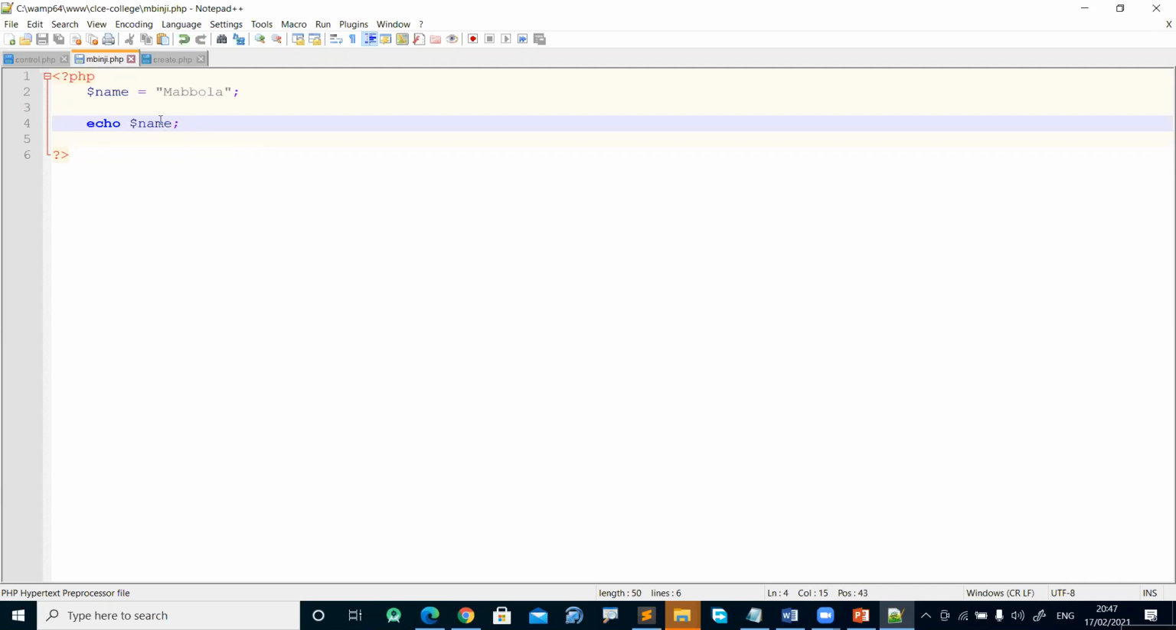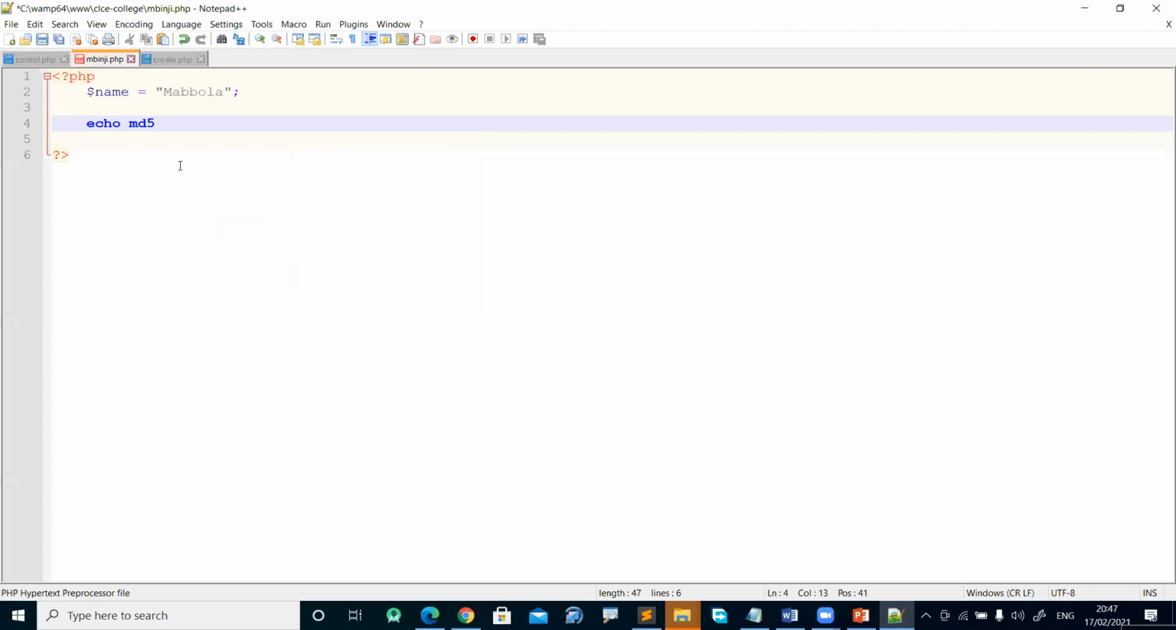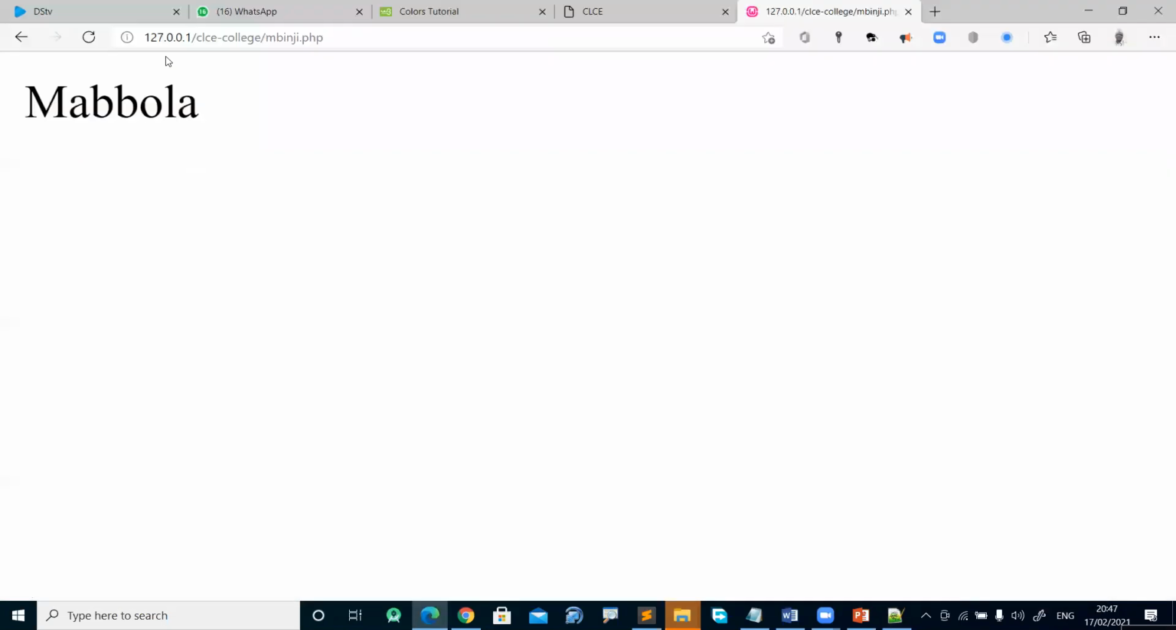Okay, now follow me closely. I want to encrypt. Remember, what is inside here is the name Mabola, isn't it? I want to encrypt the name Mabola. I'm going to use what is called MD5. Then I open the bracket, then I get this very same variable and put it between the brackets. Semicolon.